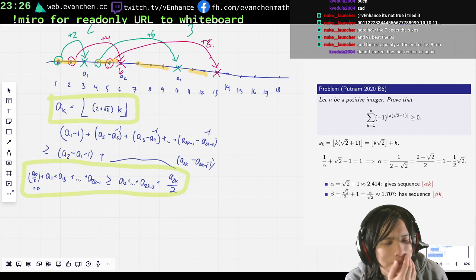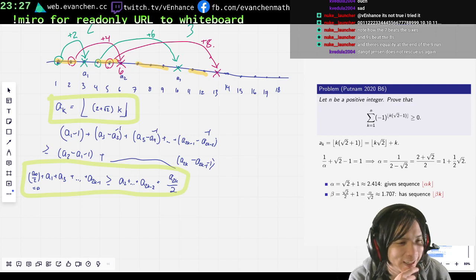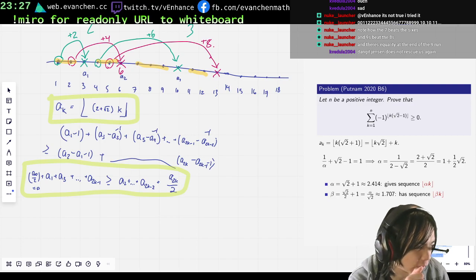Jensen does not work here. The floor function is not convex. Or concave? Sorry, concave.